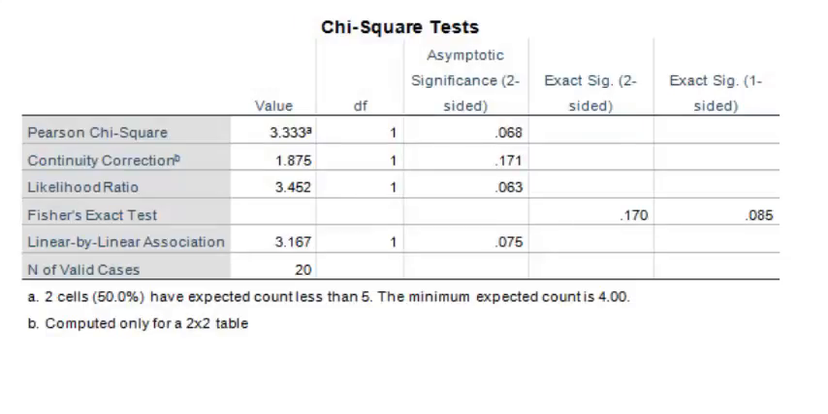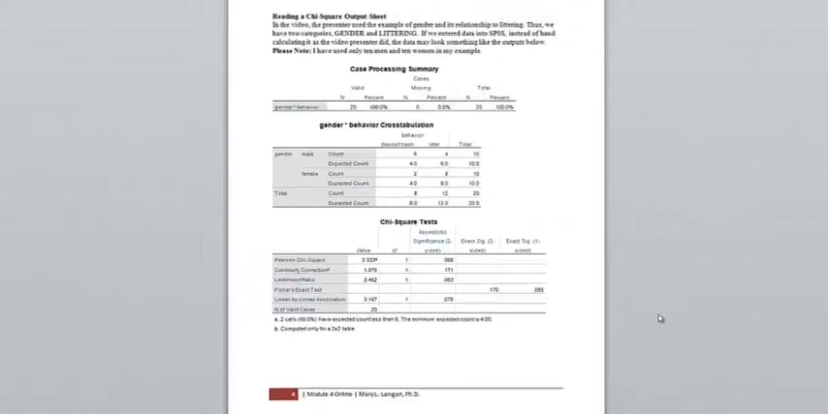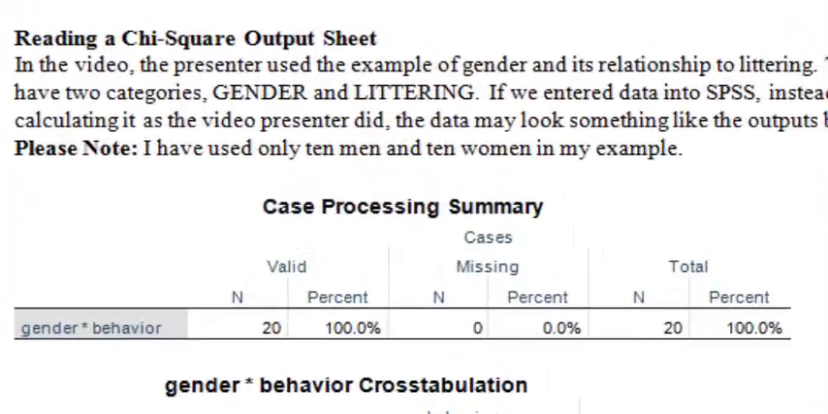So you have an understanding of the chi-square. We're going to go into a little more detail about reading an output sheet to help you better conceptualize the chi-square, as well as the output sheet will also help you when it comes time to understanding where the researchers, when they cite information within their results, where that's coming from. So if you turn to page 4 of the workbook, if you recall in the last video that you watched, the presenter used examples of gender and its relationship to littering. Thus, there were two categories. There was gender and littering. Both categories are nominal data. That's why the chi-square was used.